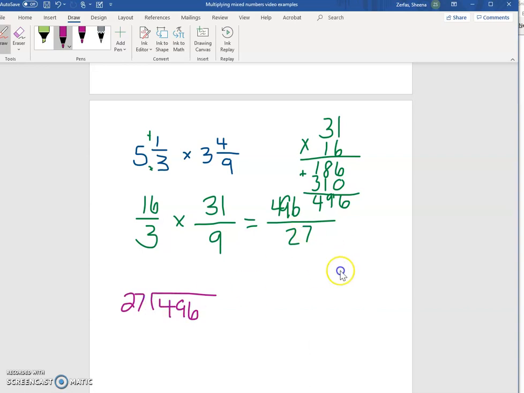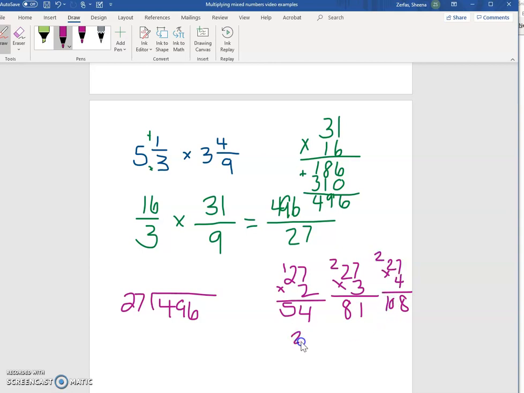Because we're going to be dividing by 27, I encourage you to list out some of those multiplication facts. So 27 times 2 would be 54. Again, I want to see you trying to do these steps, but you can always check your work with a calculator. So 27 times 3 is 81. 27 times 4: 4 times 2 is 8 plus 2 is 10. I'm just doing this because it makes it a little bit easier to figure out what I am dividing by. I'm going to stop there for now and use that to guide me through.